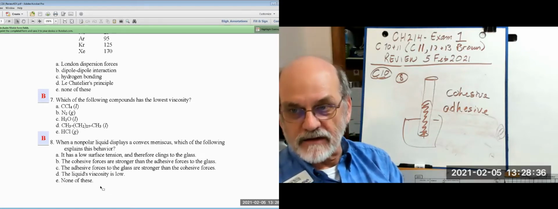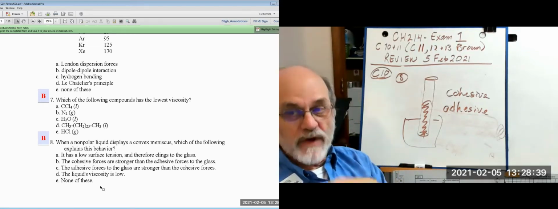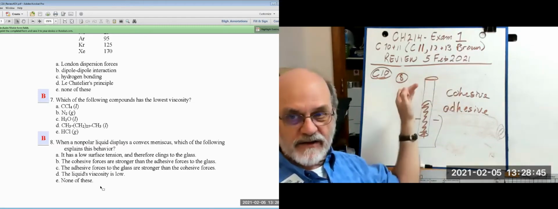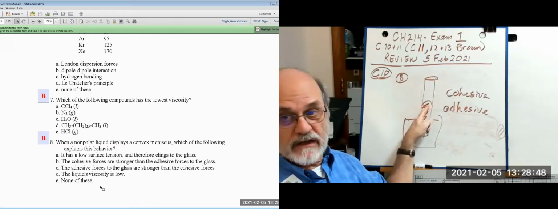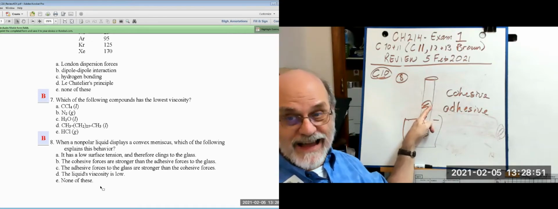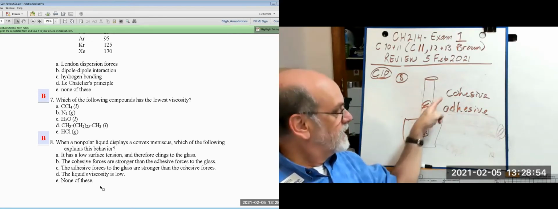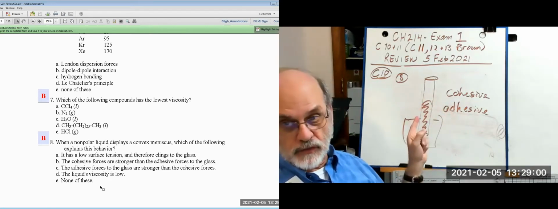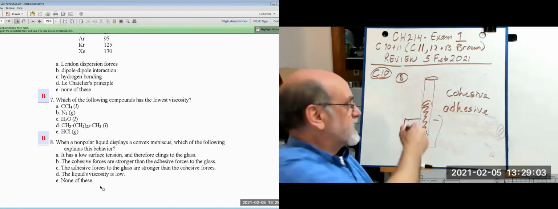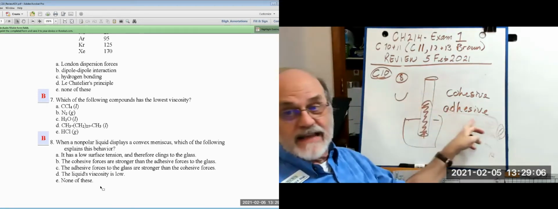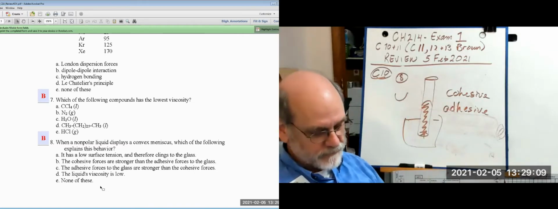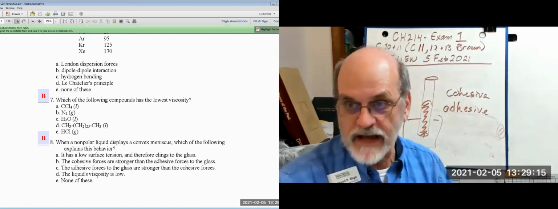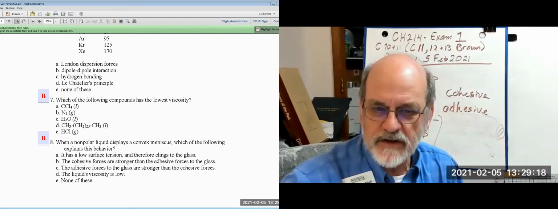And the evidence for that, what we see in the tube, is the meniscus. If the meniscus is convex, that means that the attraction between the liquid and the tube is less than the attraction between the liquid and itself. So in that case, cohesive forces win, adhesive forces lose. The other way around, if the meniscus is the other way, then the adhesive forces are stronger than the cohesive. Okay, so let's see if we can find one of these statements that satisfies that explanation. A: It has a low surface tension and therefore clings to the glass.